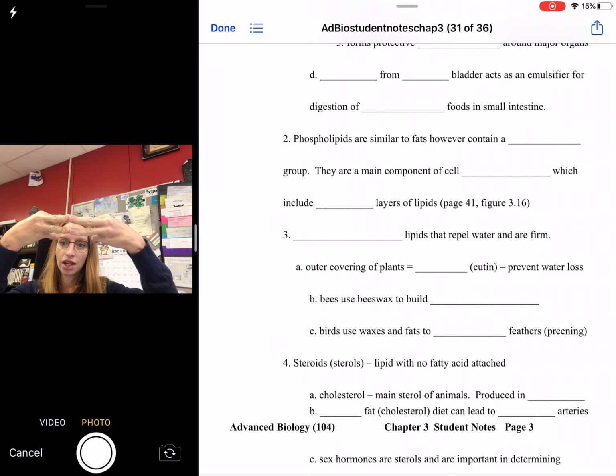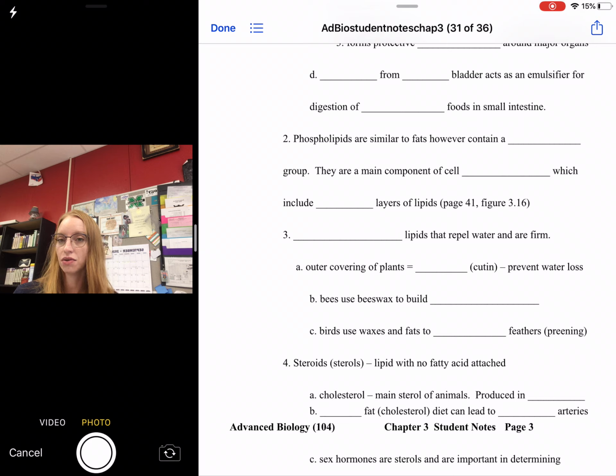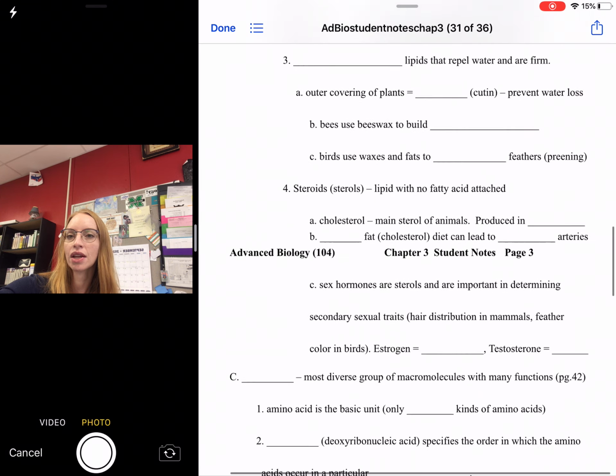Your next part are waxes, which are lipids that repel water and are firm. They are the outer covering of plants. They are called the cuticle and made of cutin, and it prevents water loss. Bees use beeswax to build honeycomb. This is also a fat. When we did our lab and you looked at honey, it should have shown up as a lipid. And birds use waxes and fats to waterproof their feathers. When they preen, they kind of spread that wax on their feathers to waterproof it. You'll especially see ducks and water birds doing this.